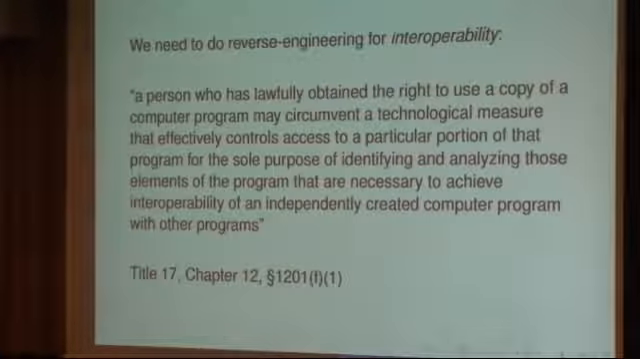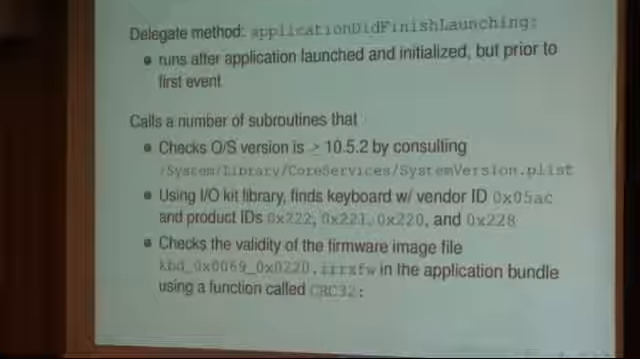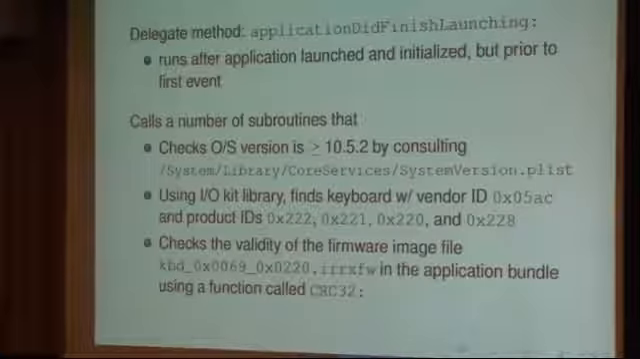Okay, now we're going to step into reverse engineering. That Cocoa application was checking whether or not the keyboard had been updated. There's this delegate method, applicationDidFinishLaunching, and it does a number of things. It checks the operating system version. It uses the IOKit framework to find the attached keyboard. It checks the validity of the firmware image file that's in the application bundle.